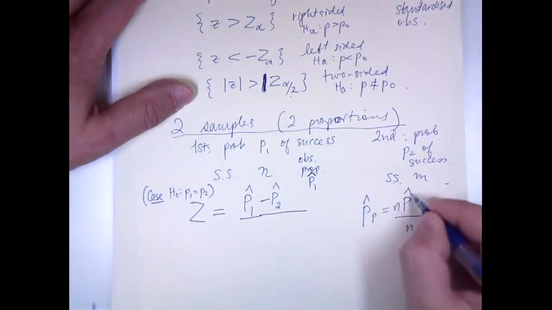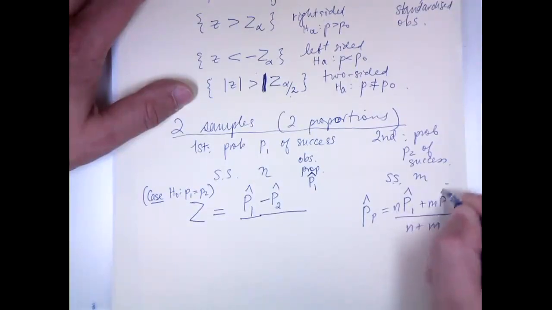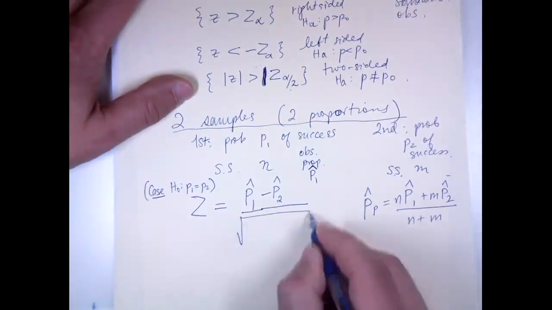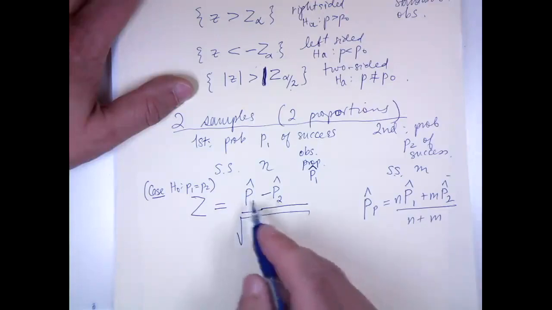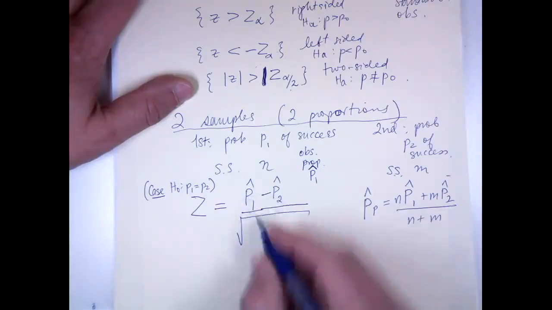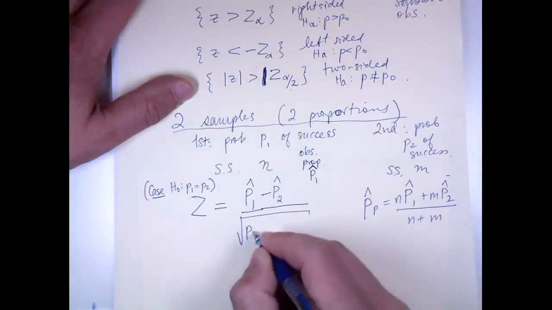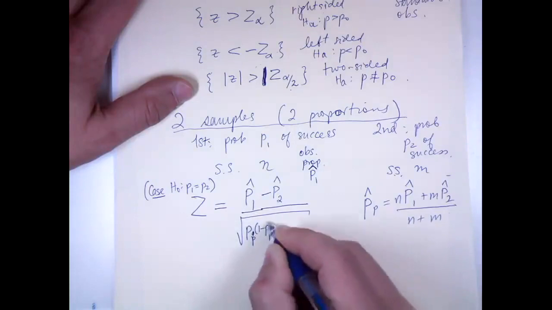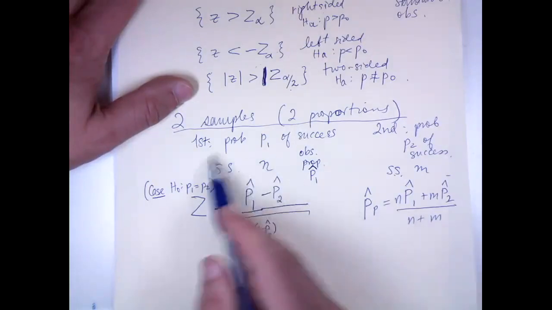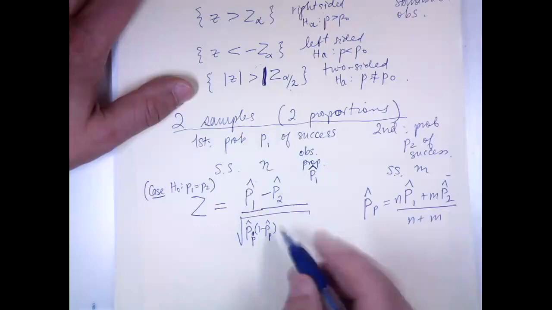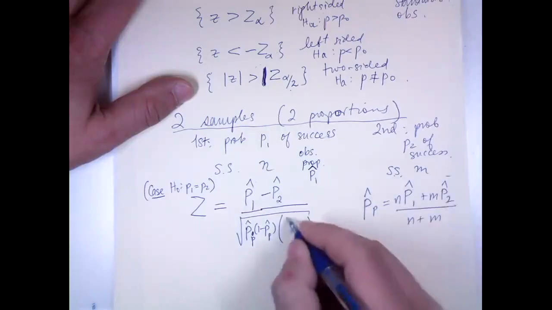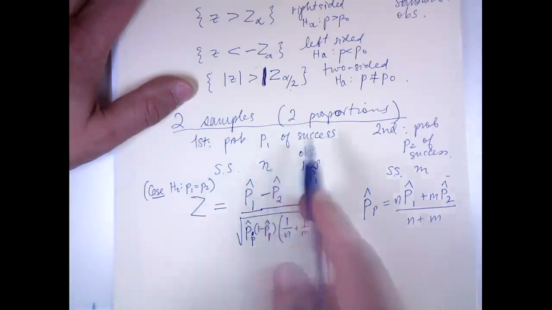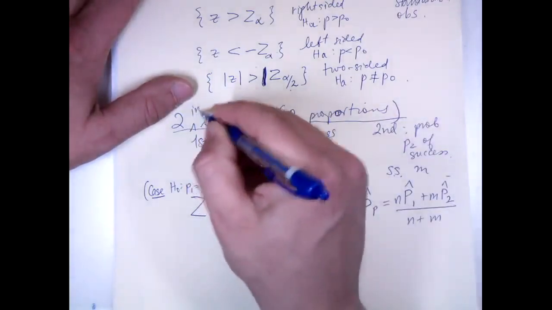Total successes is n P hat 1 plus m P hat 2. That's your pooled proportion, and you use that pooled proportion estimate for the standard error. The difference, P1 hat minus P2 hat, has standard error using the pooled proportion, divided by n in the case of the first sample, because that's the sample size, and divided by m in the case of the second sample, because that's the sample size. And we add the two variances together because these are two independent samples.